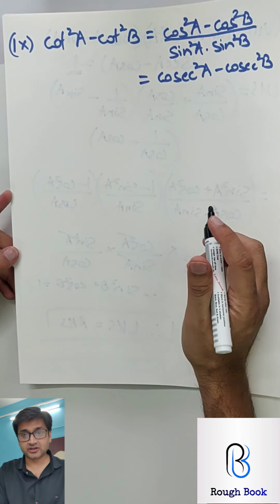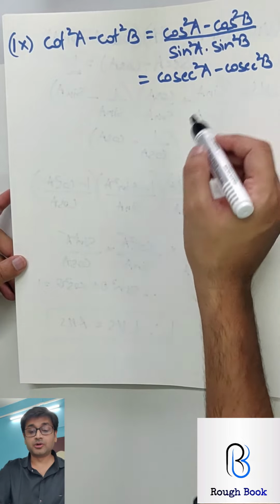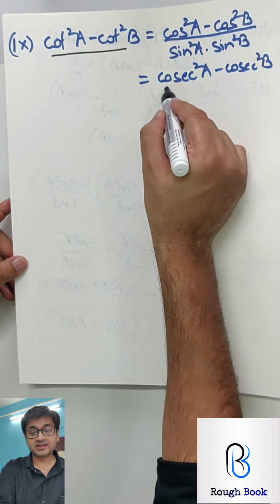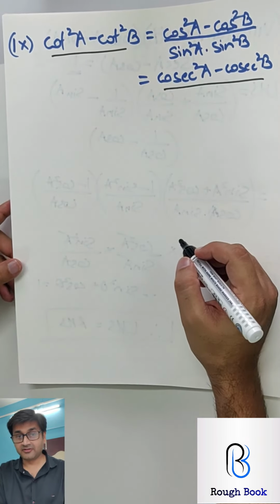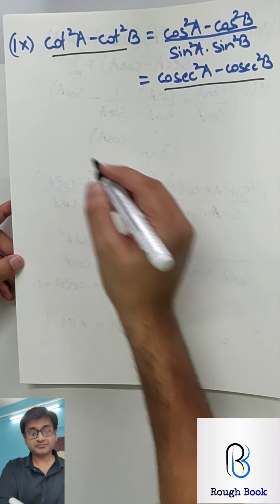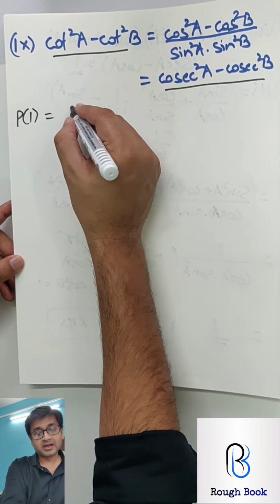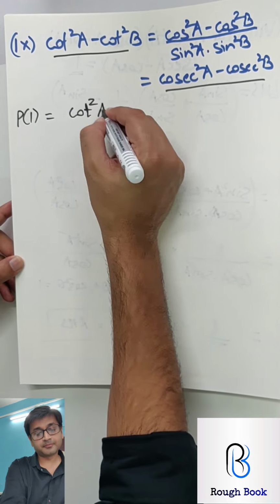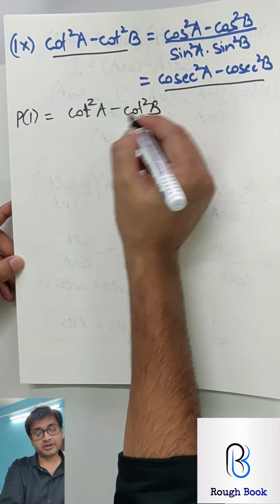We can't say LHS, RHS anymore. Now how are you going to tackle this? Getting this and this is simple. Can anyone find out why? So I'm taking part 1 and I say cot square A minus cot square B.